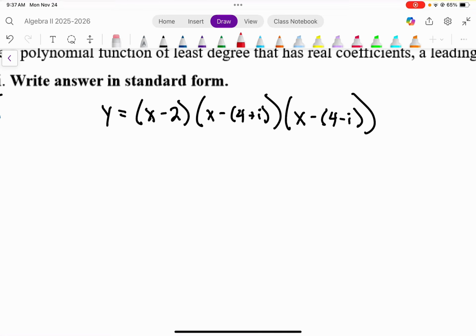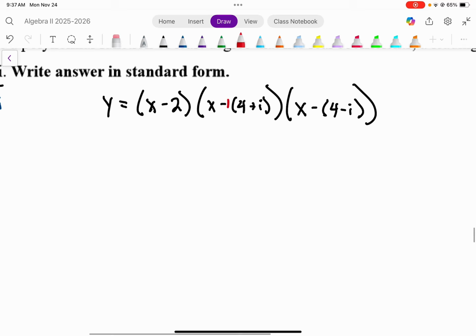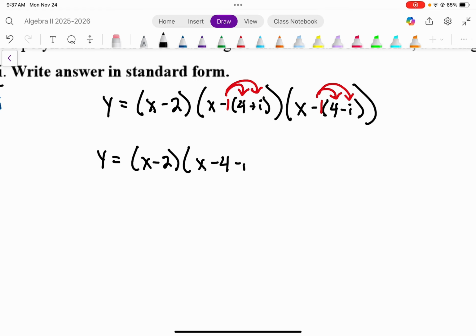So for this one, we don't really want to keep parentheses inside of parentheses, so we're going to start by distributing this negative one to both of these. And that will give us an equation of x minus 2 times x minus 4 minus i times x minus 4 plus i.